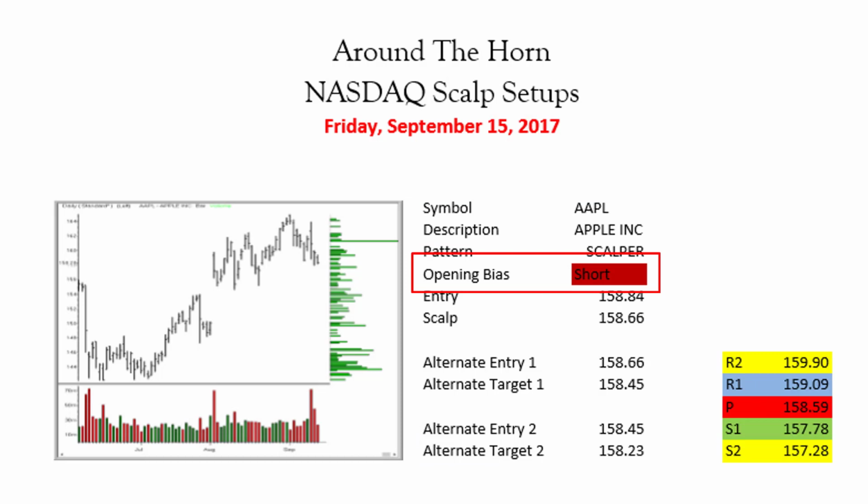That's just going to be in place for the first 15 minutes or so of the trading day. Our first entry was around 158.84 with a first target down at 158.66, a second entry at 158.66 down to 158.45, and then a 158.45 to 158.23 move anticipated. Those changed a little bit based on the pre-market activity, not by much, but let's have a look at what happened.